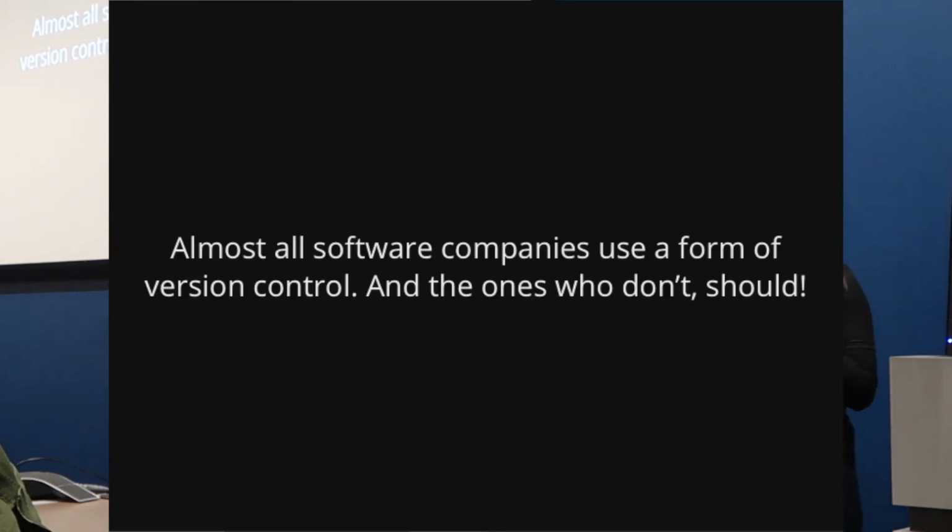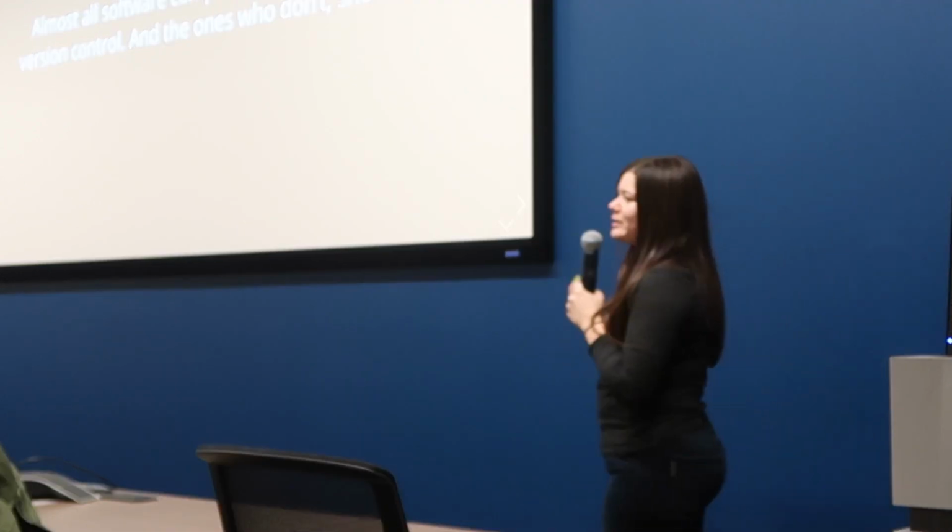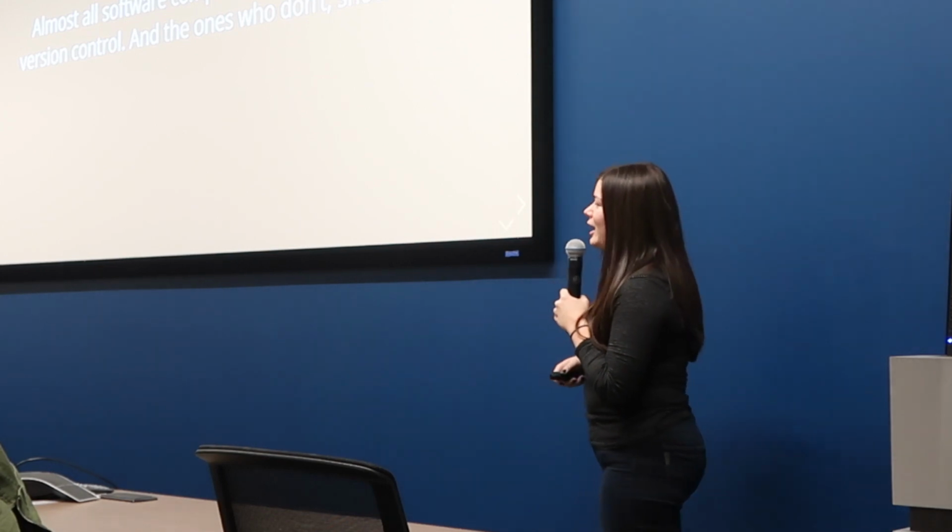Almost all software companies use a form of version control, and the ones who don't probably should. Like I said, that company that I was working for that had their source code in Dropbox, not a good idea for several reasons that we'll get into. There are several different version control systems, but Git is the most popular one. That's why we're focusing on it today. There's also SVN. There's also one called Mercurial that I've never used. I don't know much about. But Git is by and large the most popular system.